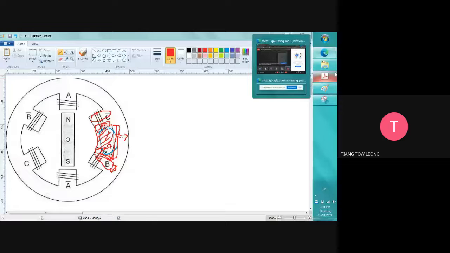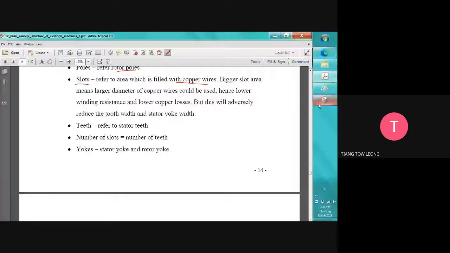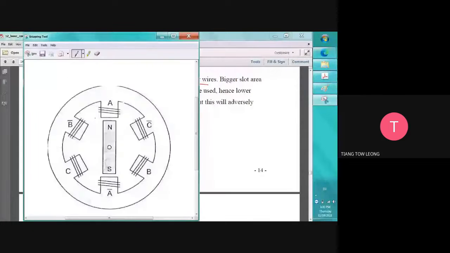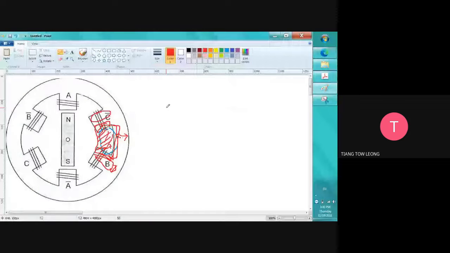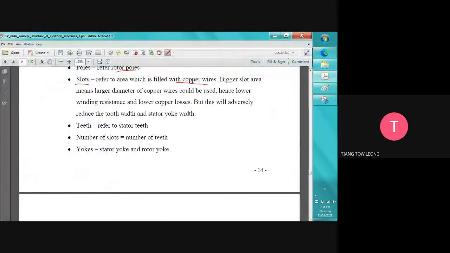Teeth refer to the stator teeth. Number of slot and number of teeth are same. For example, we have a slot 1, slot 2, slot 3, 4, 5, 6. So we have a teeth 1, teeth 2, teeth 3, teeth 4, teeth 5, and teeth 6. They are the same.